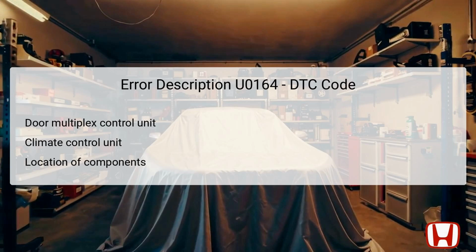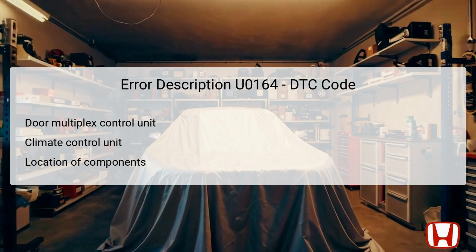The error indicated by DTC U0164 signifies that there is a lost communication between two essential vehicle components: the door multiplex control unit and the climate control unit. The door multiplex control unit plays a significant role by managing the operation of various electrical components, including windows, mirrors, and climate control functions, all through a series of interconnected signals.